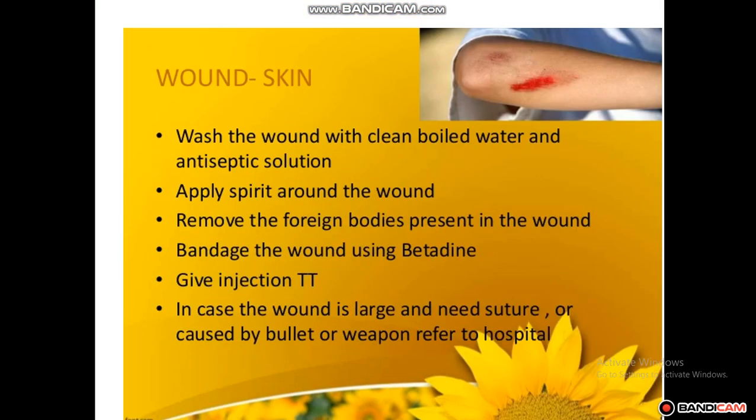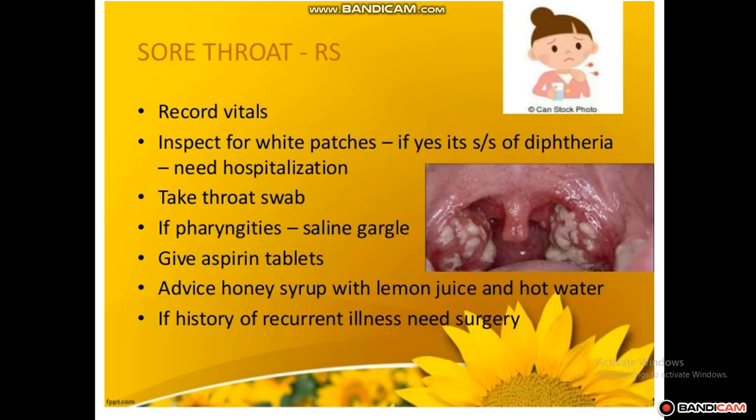Small wounds and cuts occur in a cycle accident or bike accident, or somewhere the child has fallen down. If there are small bruises, wash the wound with clean boiled water and apply antiseptic solution. Apply spirit around the wound to prevent infection. Remove the foreign bodies present in the wound. Bandage using betadine. Give a TT injection in case the wound is large. If there is a need for sutures, immediately take the patient to the hospital.